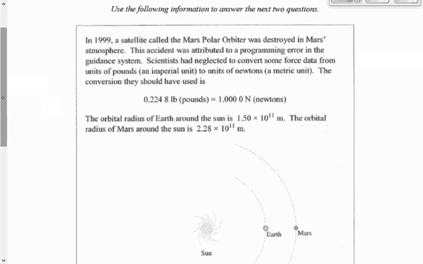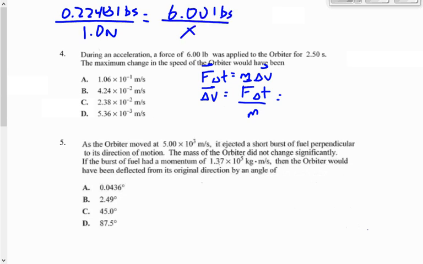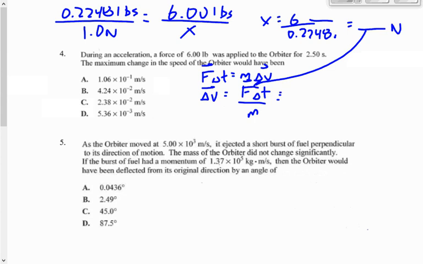0.2248 pounds is 1 Newton. Well, then 6 pounds is X newtons. The X goes up, the 0.2248 goes down. Now, I'm not sure exactly what that is in newtons, but once you have it, you can sub it in here, multiply by the time divided by the mass, and we get an answer of A for that.